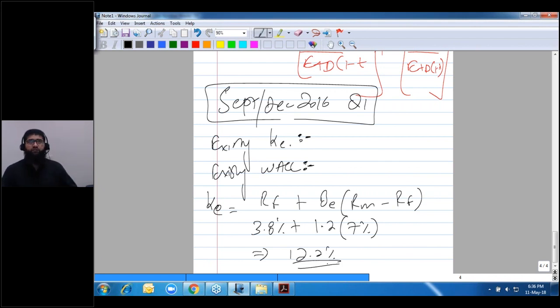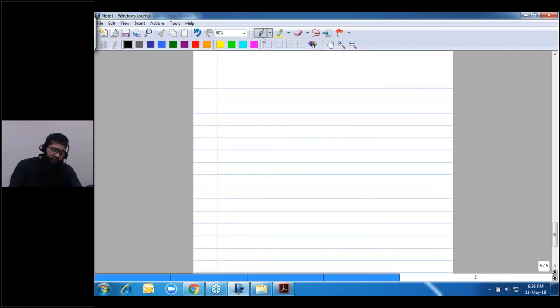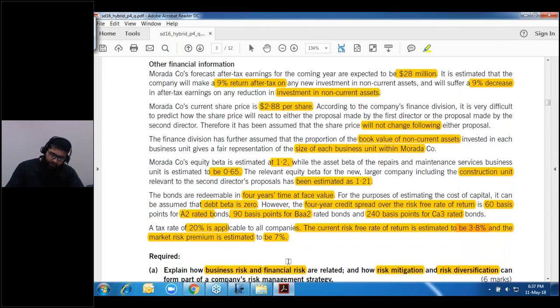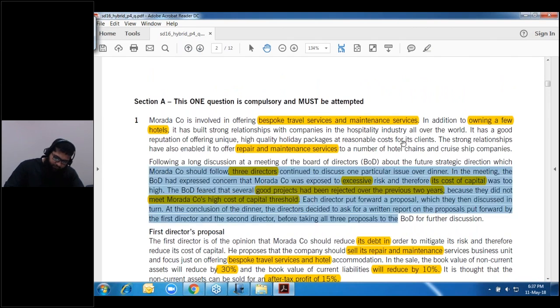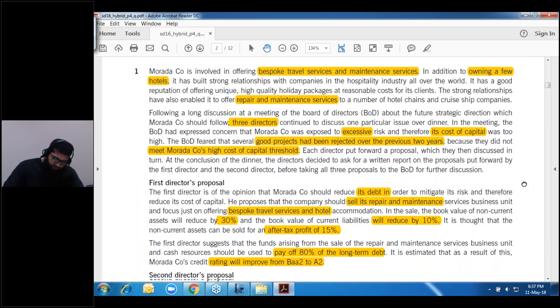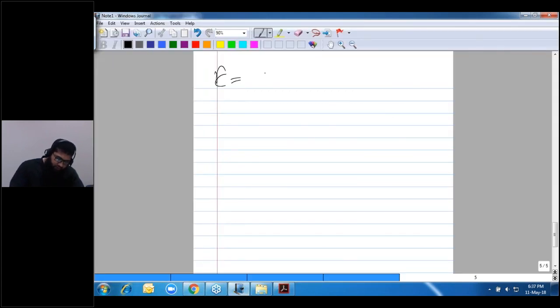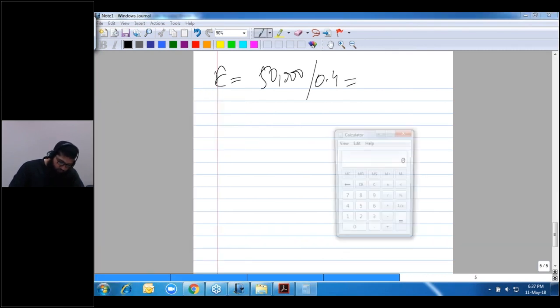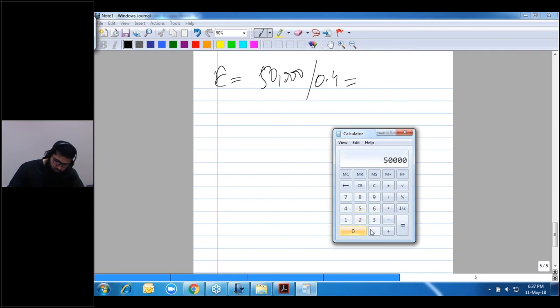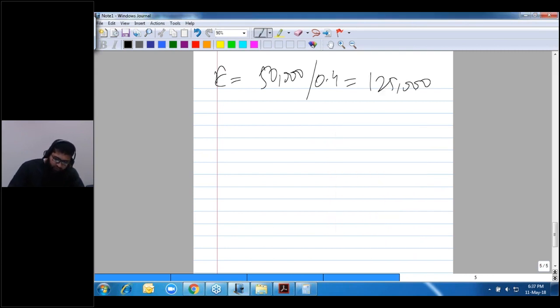Okay, so the first thing for the weighted average cost of capital calculation is the cost of equity, which we have got. Now, what else do we need? For the WACC, we need the market value of equity. So how would we calculate the market value of equity? You can see from the company's balance sheet that the company has $50,000 capital and a 40 cent share. So it's 50,000 divided by 0.4, which gives you 125,000 shares.